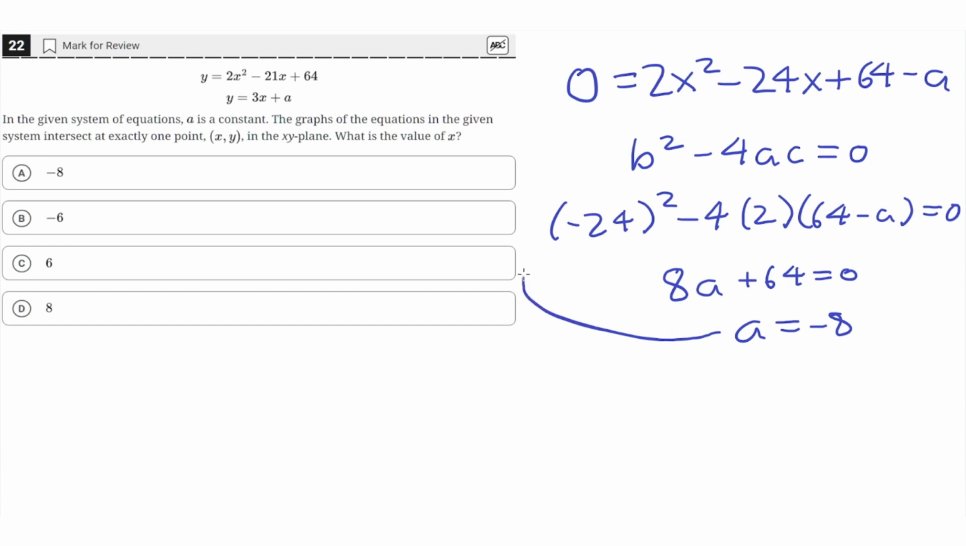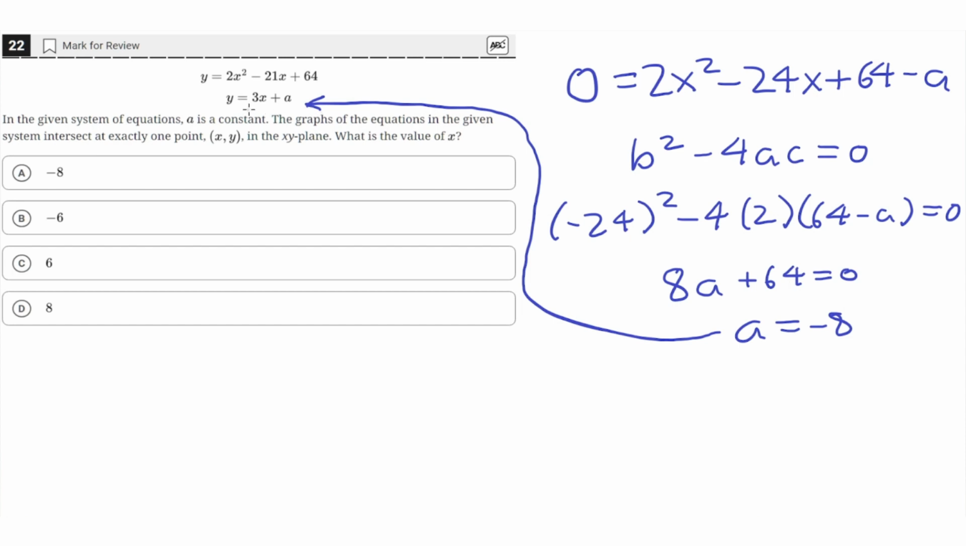Then you can plug this back into the equation y equals 3x plus a, and you get y equals 3x minus 8. And then you have to solve for the value of x, because the question asks for the value of x, not for the value of a.